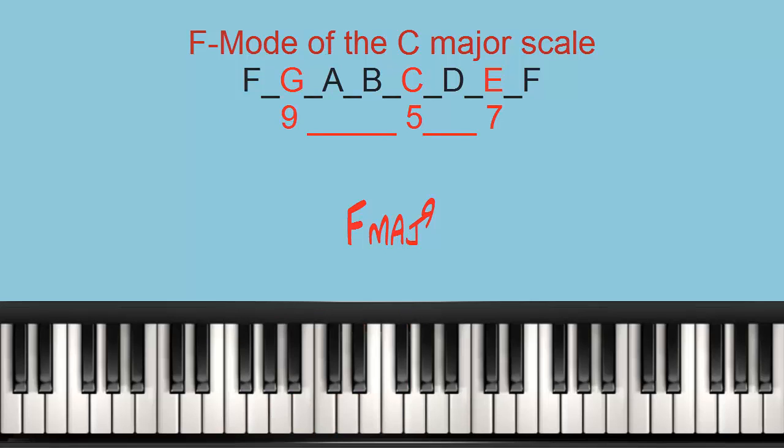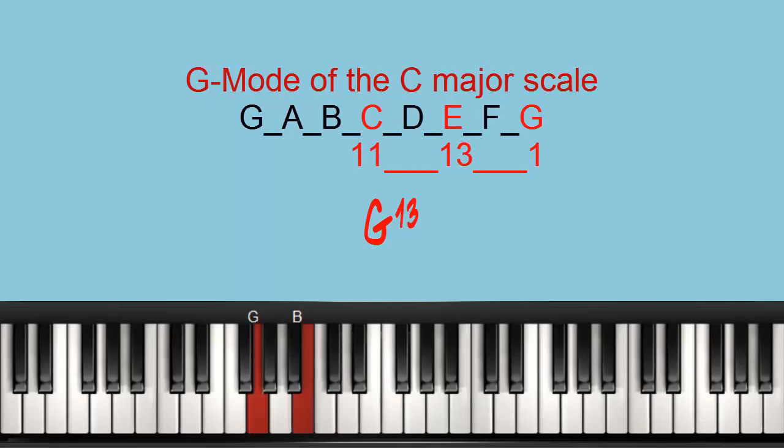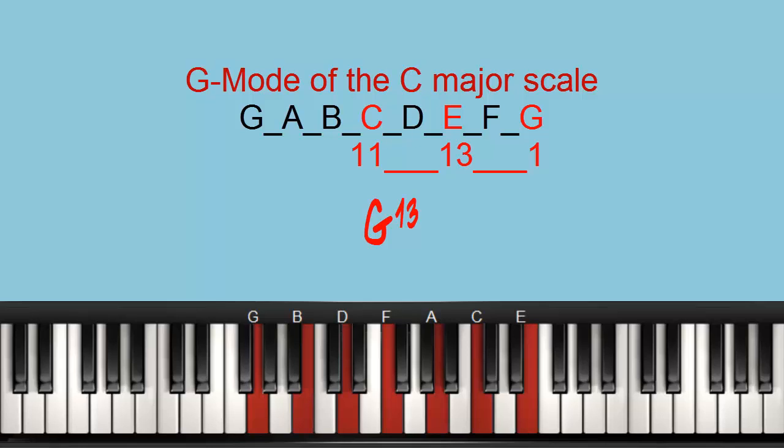Moving up one more, we'd go to G. Now this one we'd need to add some additional notes because G's already in the bass because it's the root of the chord. So we'd need to add the 7th, the 9th, and in this case we would add the C, which would be the 11th, and then we'd add E, which would be the 13th. And that would give you your G dominant 13.